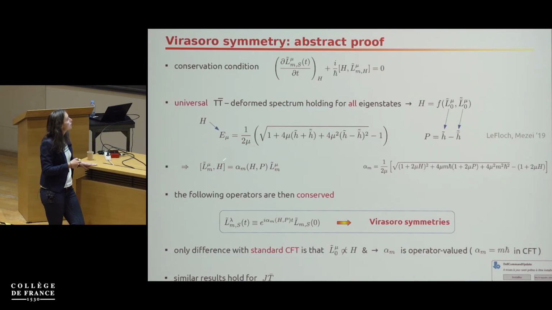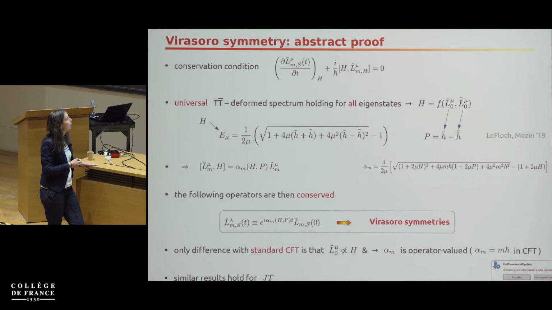Once that's given, I can trivially compute the commutator of L tilde m with h, because the commutator of L tilde m with L tilde 0 is just the Virasoro commutator. And what I get is something that's proportional to L tilde m, up to some factor that depends on h and h bar. So it's an operator-valued function whose explicit form is over here. It's totally explicit. But the important point is that this commutator ends up being proportional to L tilde m.